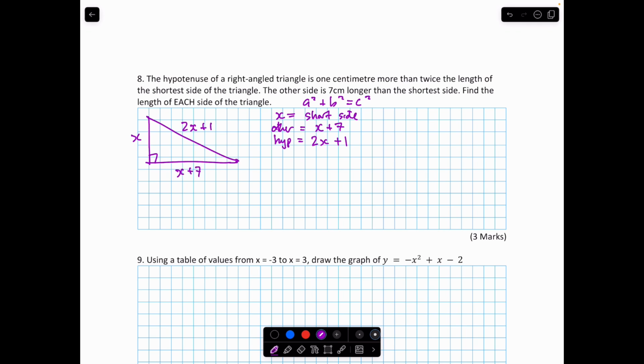And according to Pythagoras, a squared, a was x, plus b squared, x plus 7 all squared, is equal to c squared, 2x plus 1 all squared. Expand the brackets. X plus 7 all squared, using the perfect squares law, is x squared plus 14x plus 49 equals, this is a perfect squares expansion, 2x squared is 4x squared, plus 2ab is 4x, plus 1.